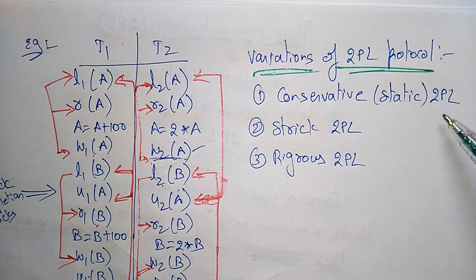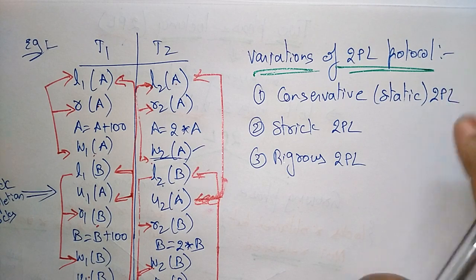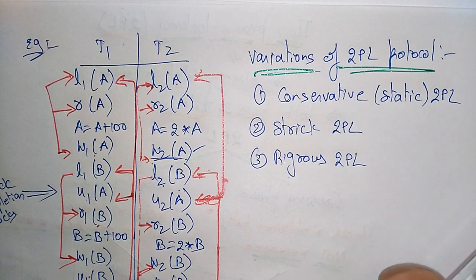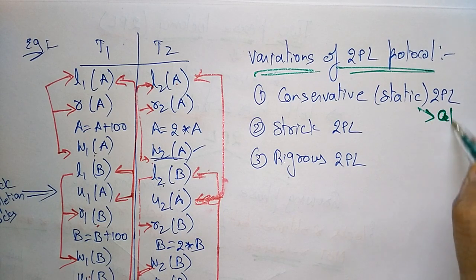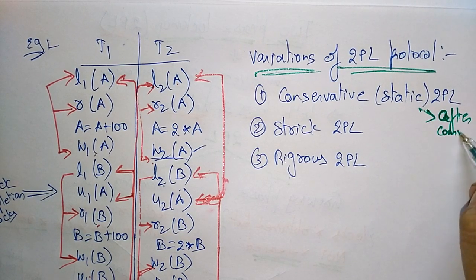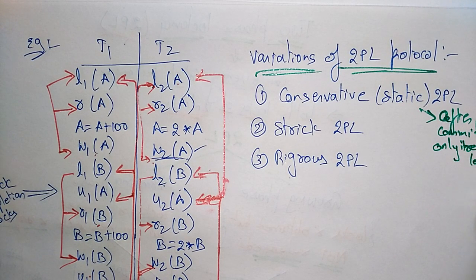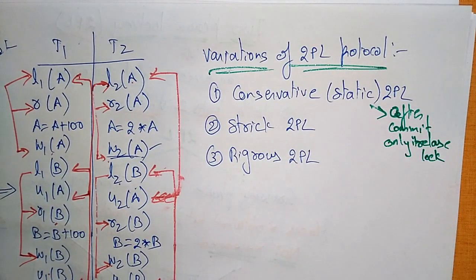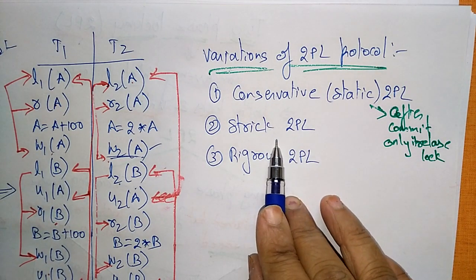In conservative static two-phase locking, it acquires all locks before it starts. So before it starts, it acquires all locks, and it releases all locks after committing. After commit only, it releases the locks. So here it avoids cascading rollbacks, and it is also deadlock free. Now coming to strict two-phase locking.